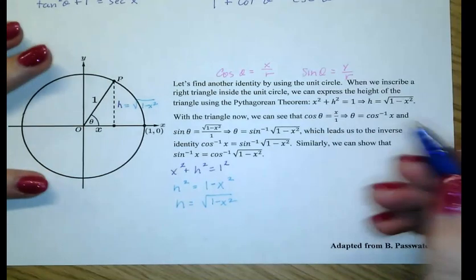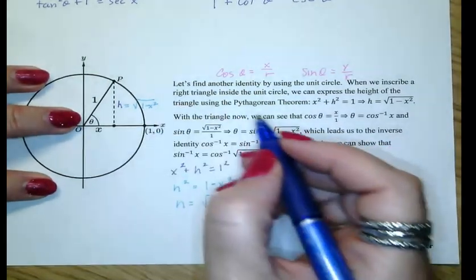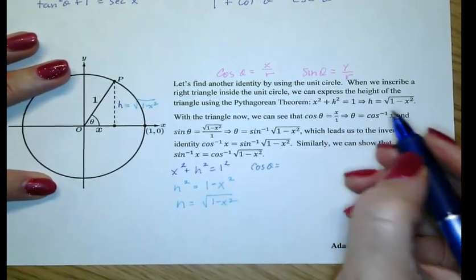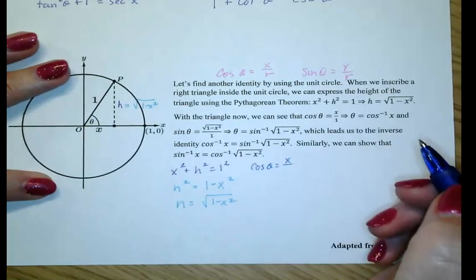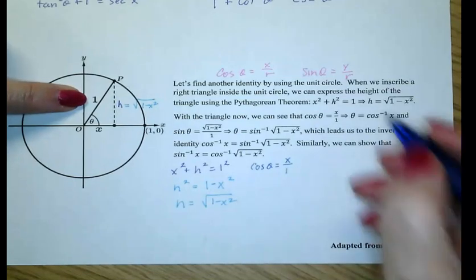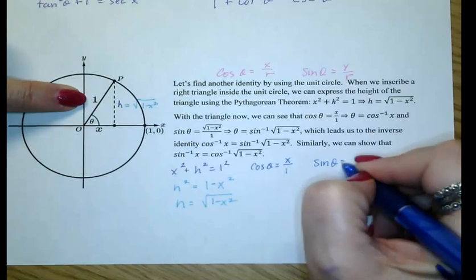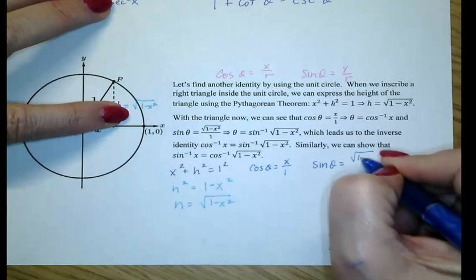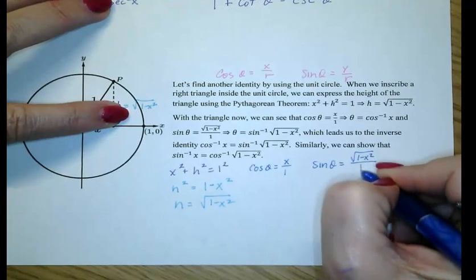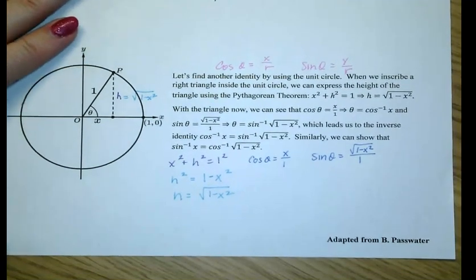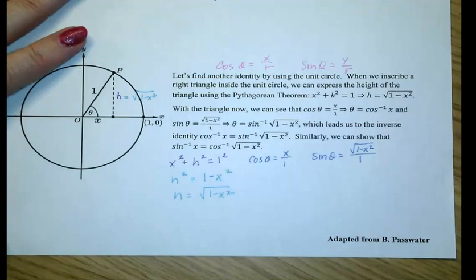So what I mean by that is if I want in my triangle right here to figure out what cosine of theta is, then I can say that's x for the horizontal displacement here over the radius. And then I can say sine of theta. So remember, sine of theta is going to be the y, and we just found the y to be the square root of 1 minus x squared over the radius, which is 1. So now, how do we get from here to one of the identities in our table?